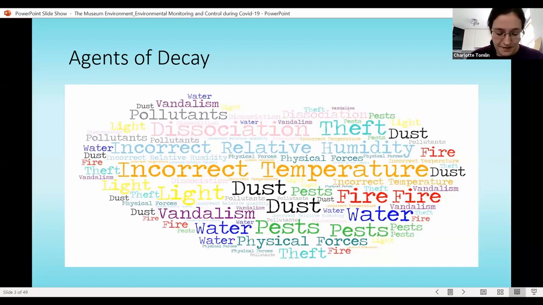Fire, water, dust, pests, light, theft and vandalism, dissociation, which is the loss of the object or the information associated with it, physical forces, pollutants, and of course our focus for today, incorrect temperature and incorrect relative humidity, or RH for short. For most of the agents of decay, our ultimate aim is to eliminate or at least reduce their presence and therefore their risk to museum objects. Temperature and relative humidity are different, as instead of eliminating, they need to be managed carefully to achieve appropriate conditions.